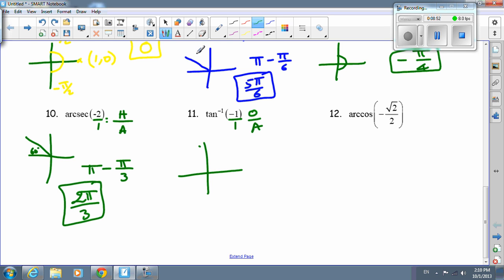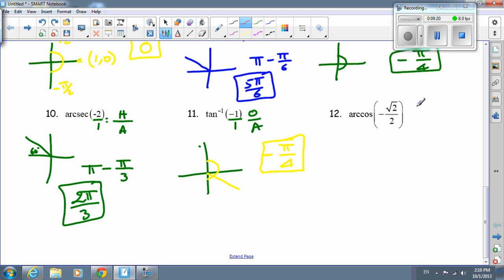But tangent is the big belly. So because it's the big belly, we know that positive will be in the first quadrant, negative will be in the fourth quadrant. Because I know it's negative, I know it's in the fourth quadrant. So what I would do is find a reference angle and stick a negative in front of it. So that would be negative pi over 4, because the only triangle that we have 1 and 1 would be a 45, 45, 90.